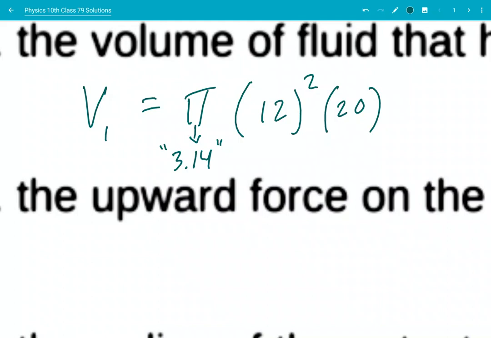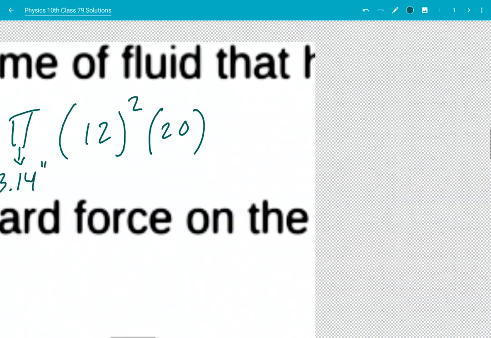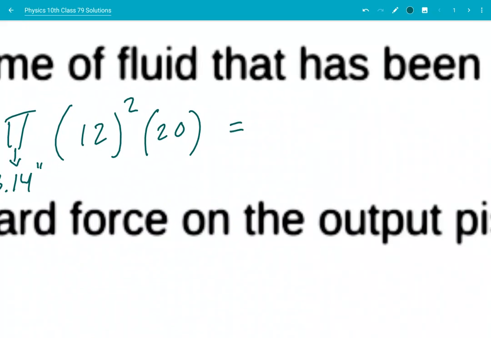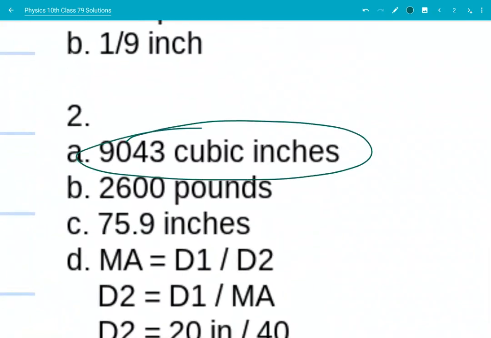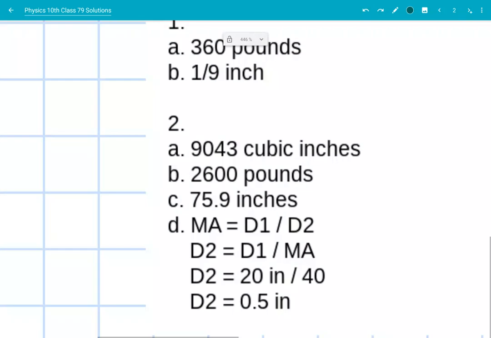So if you use 3.14, let's do that again. 12 squared, obviously 144 times 3.14, and then times 20, and you get 9,043. If you approximate pi as 3.14, 9,043. Now we're talking about volume, so this is inches cubed. I got really 9,043.2, but they approximated their answer to be 9,043, and you will see here 9,043 cubic inches. Boom. We agree with NASA. You guys should be proud.